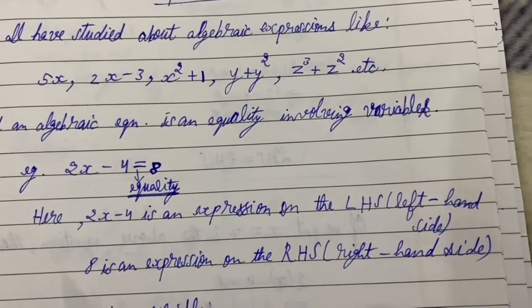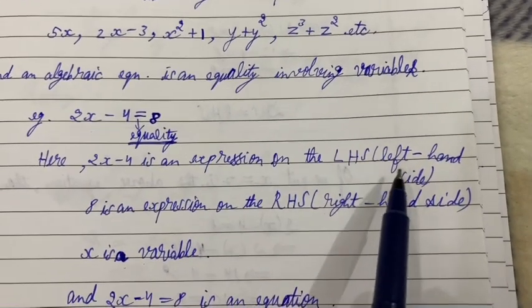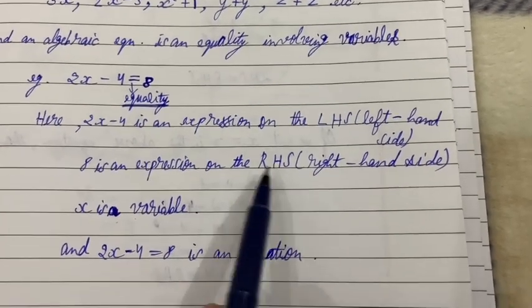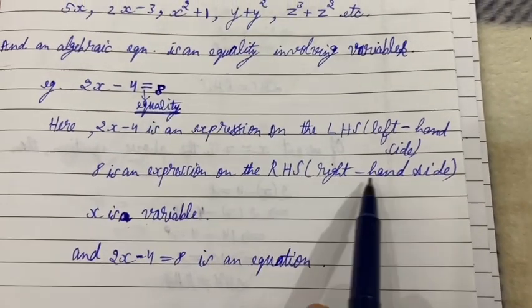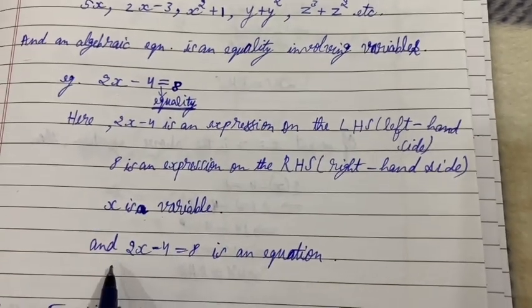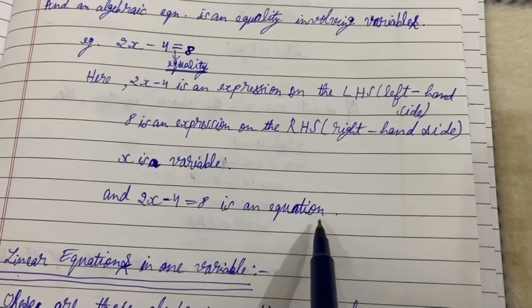Here 2x minus 4 is an expression on the LHS, which is left hand side. 8 is an expression on the RHS, which is right hand side. And x is a variable in this equation. And 2x minus 4 equal to 8 is an algebraic equation.